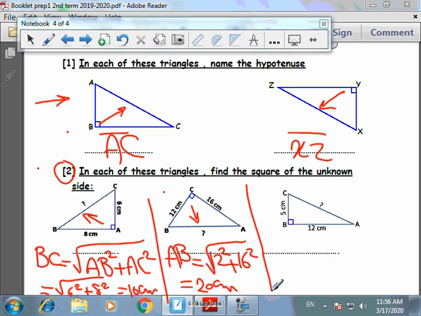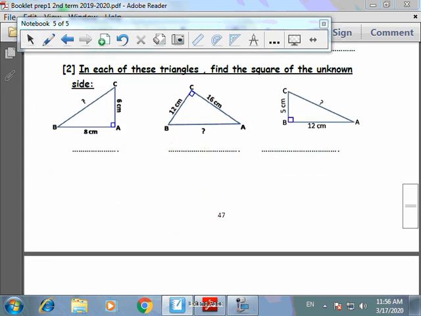Okay, please try to solve the third one by yourself. Pause the video and try to solve it. So, AC equals root. So, I would like to find the hypotenuse. So, 5 squared plus 12 squared equals 13 centimeters. So in all those three examples, I found the hypotenuse.